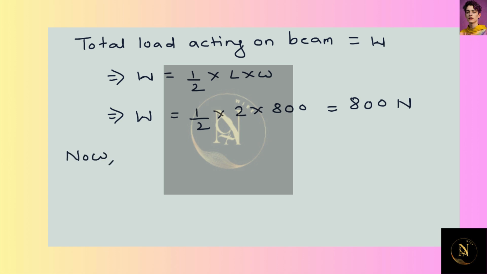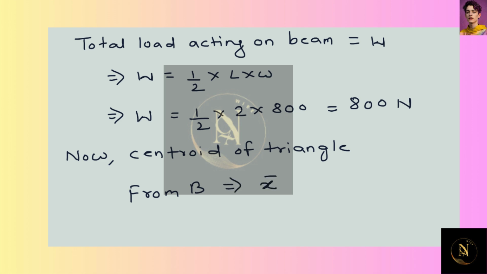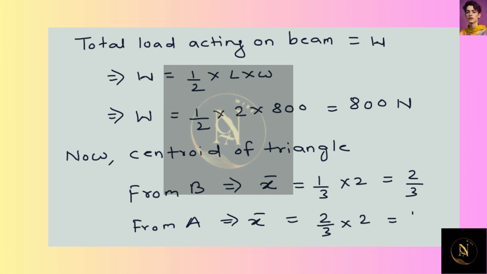Now we are going further to calculate the centroid of the triangle. From B we can write x dash is equal to 1 by 3 into 2, which is equal to 2 by 3. From A we can write x dash is equal to 2 by 3 into 2, which is equal to 4 by 3.